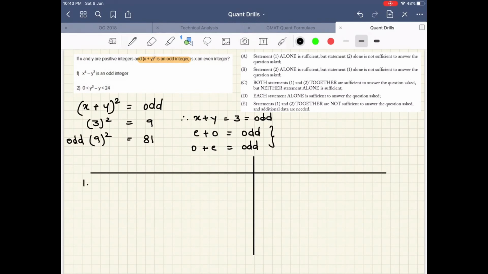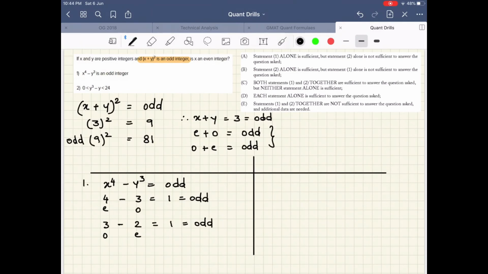The first statement says x raised to 4 minus y cubed is an odd integer. Now here, if I say 4 minus 3 is equal to 1, which is nothing but odd. Here I have taken 4 as even, 3 is odd. Now I will try the reverse thing. Say 3 minus 2, here 3 is odd, 2 is even. So again I get 1, which is odd.